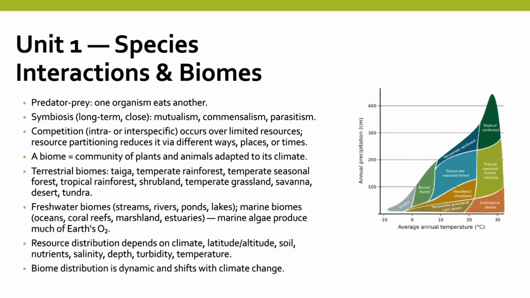Unit 1. 3 species interactions: predator-prey, symbiosis, split into mutualism, both win, commensalism, one wins, one neutral, and parasitism, one wins at the other's cost, and competition over limited resources, eased by resource partitioning.